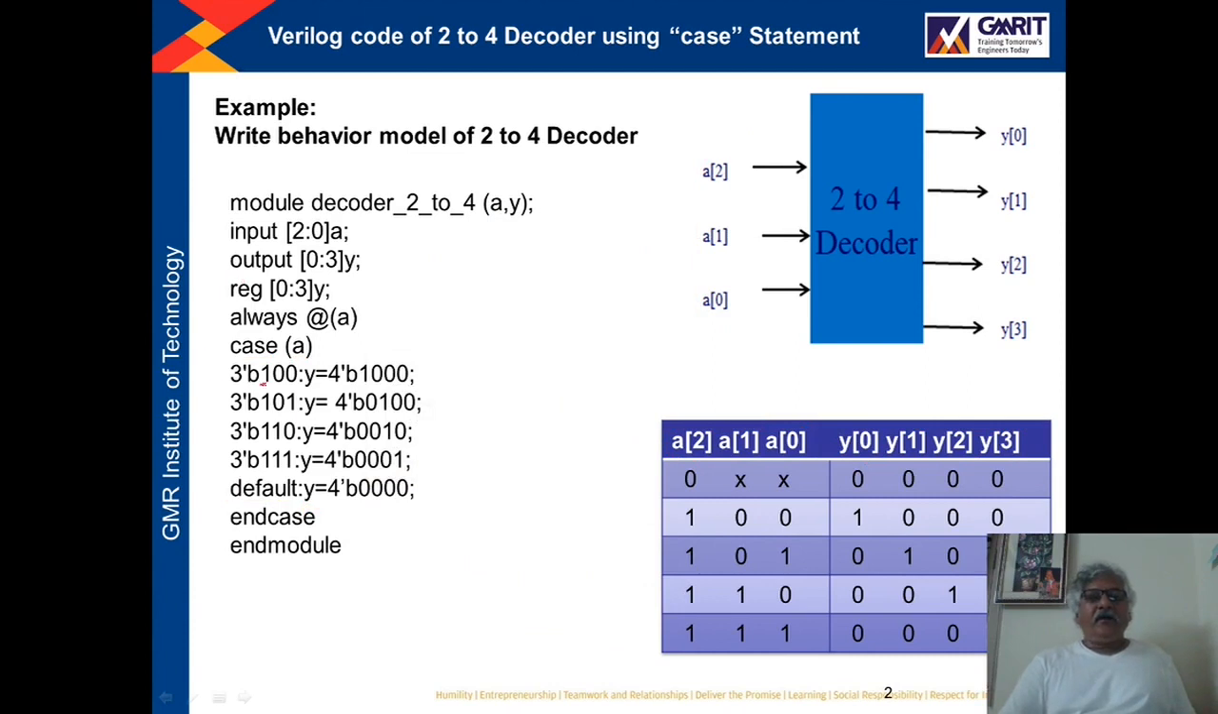Now see here the expression value, expression A. Whatever is inside the brackets in the case statement, here A, this is the expression. If its value is 1, 0, 0, we are talking about this condition 1, 0, 0. If this is the case, then Y naught should be 1 and the remaining outputs will be 0. So see here what we have written, 1, 0, 0, 0 will be assigned to Y.